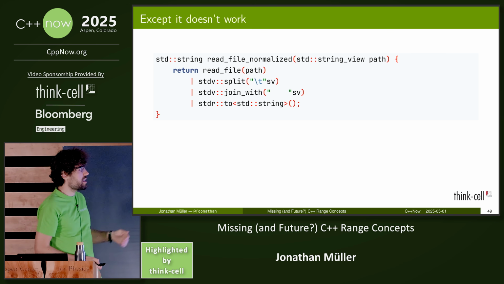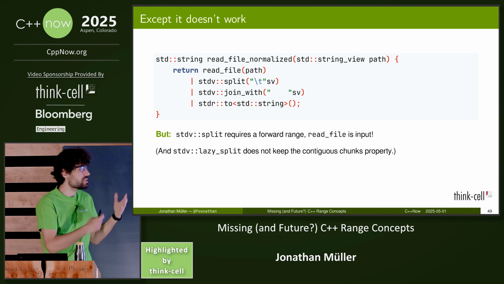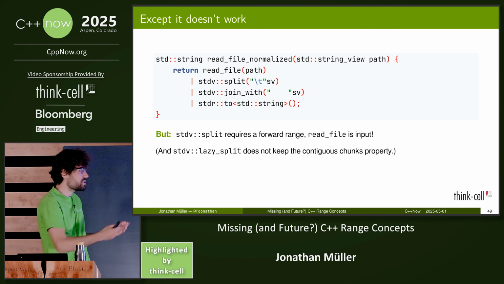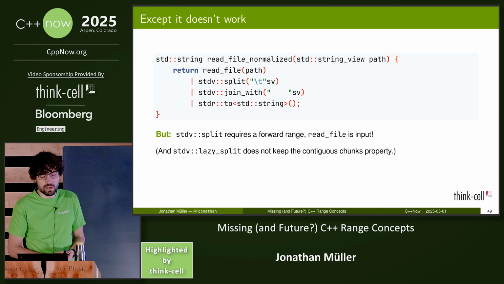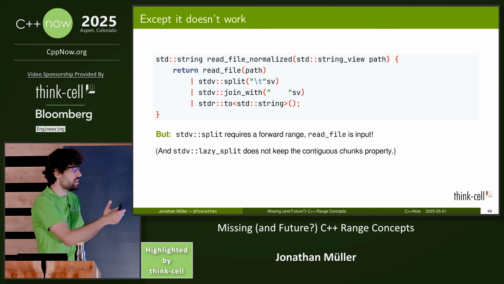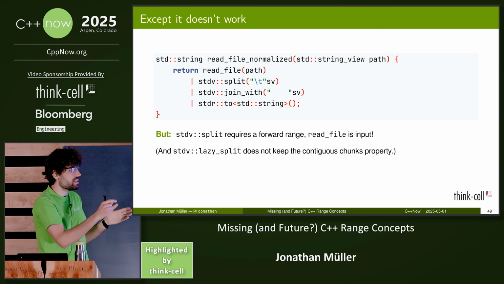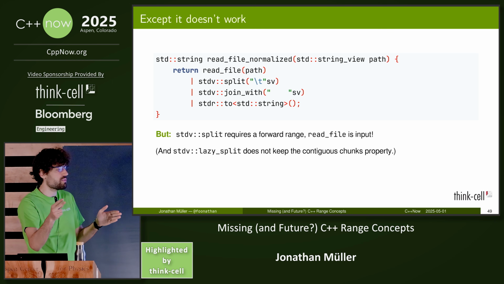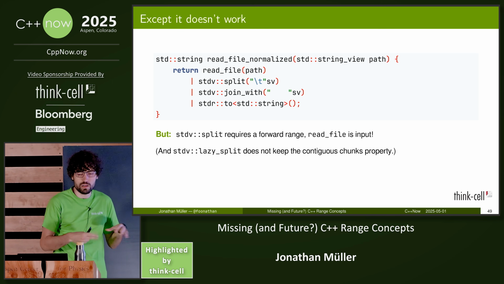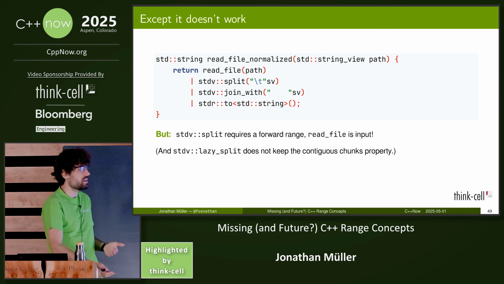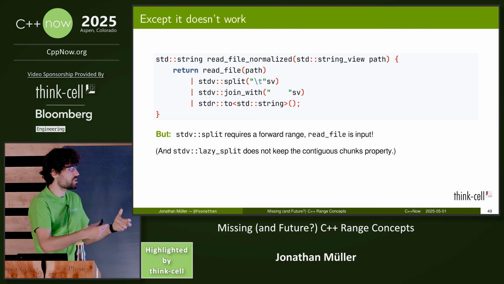The only problem is that this code doesn't work because split requires a forward range and read file as input. And if we were to use lazy split, it does not keep the contiguous chunks. And even if this was somehow made possible, once we split it, we've got a subrange of iterators into the read file and lost all the contiguous chunks that the read file had to begin with, and we will never get them back because we downgraded them to iterators, and you don't have a for each while for a subrange.